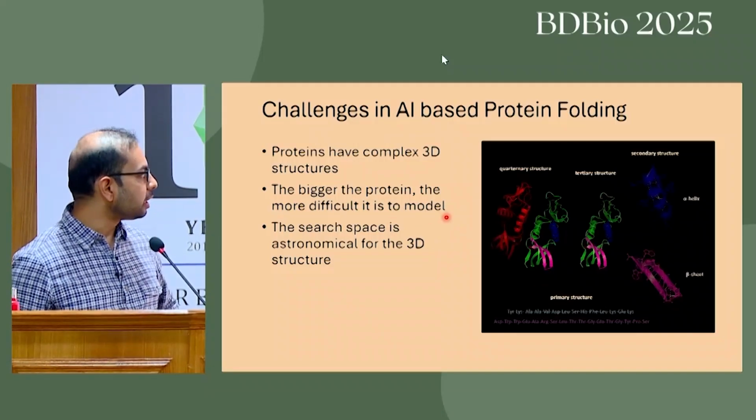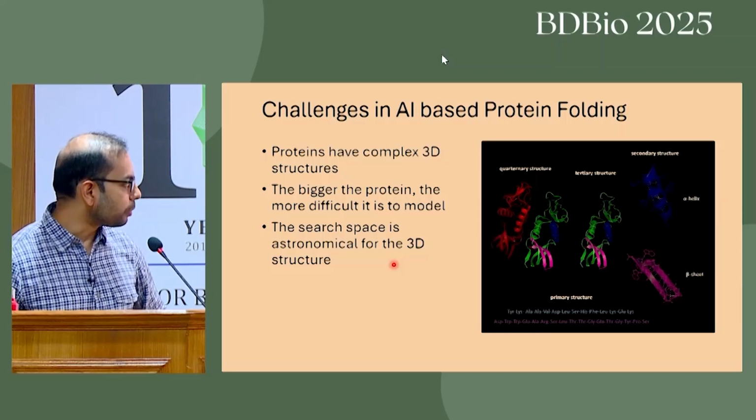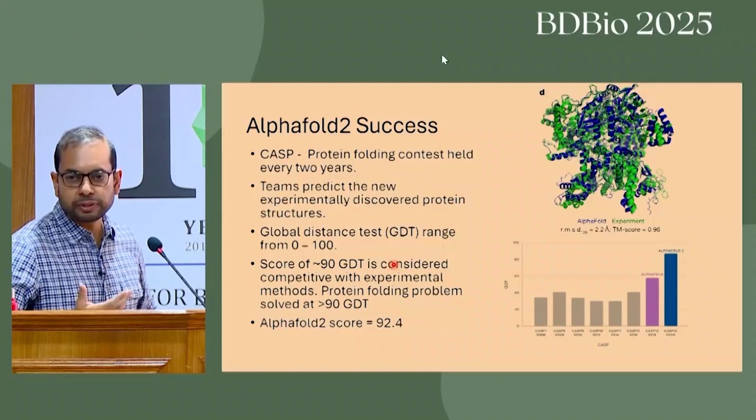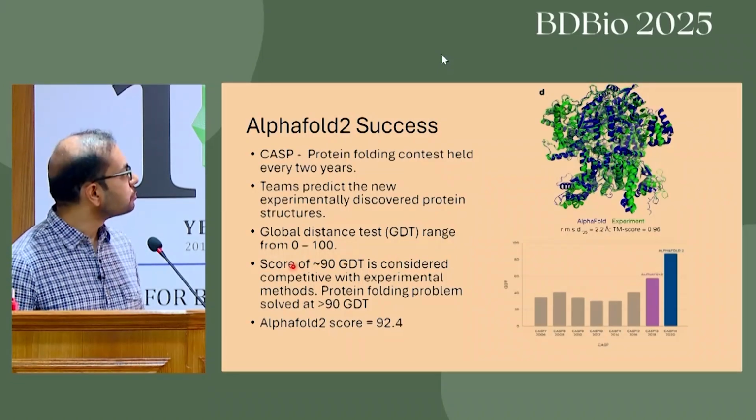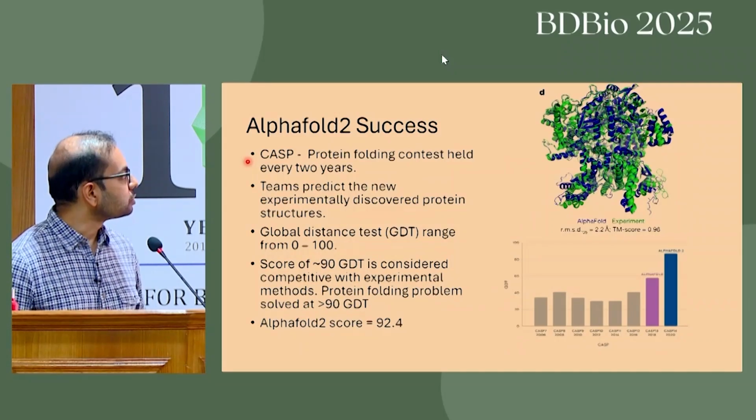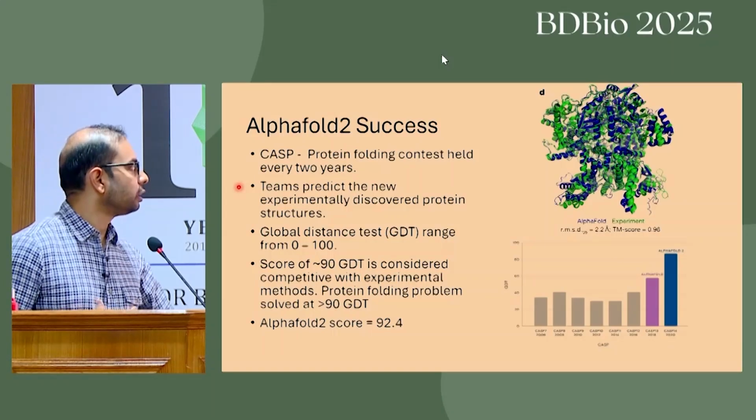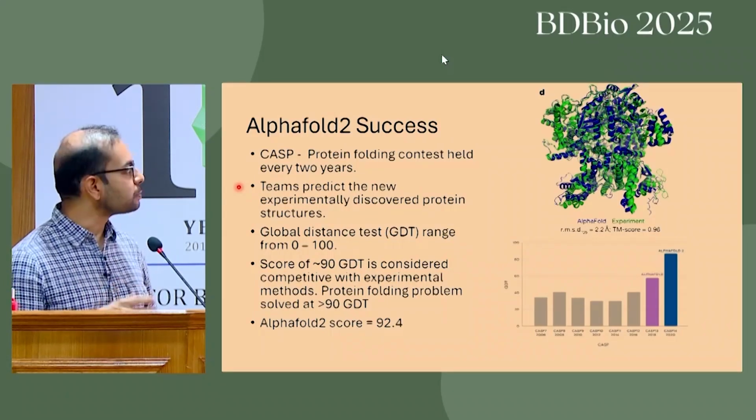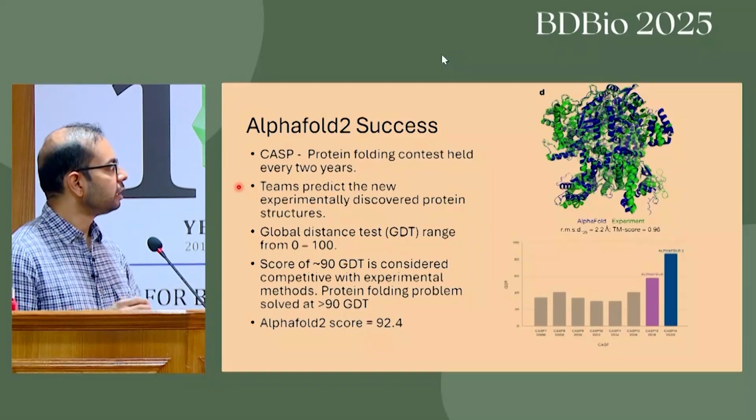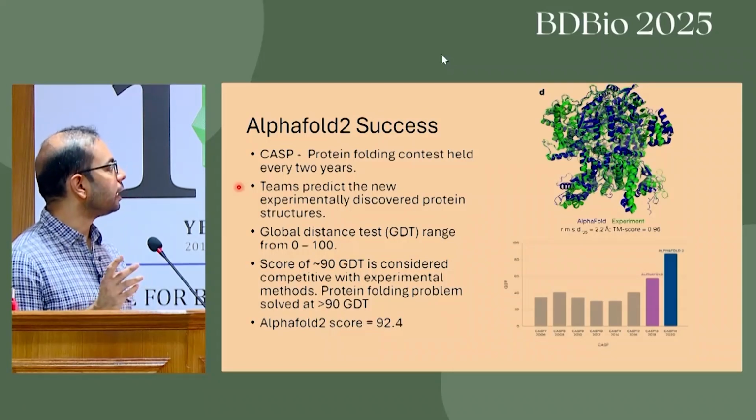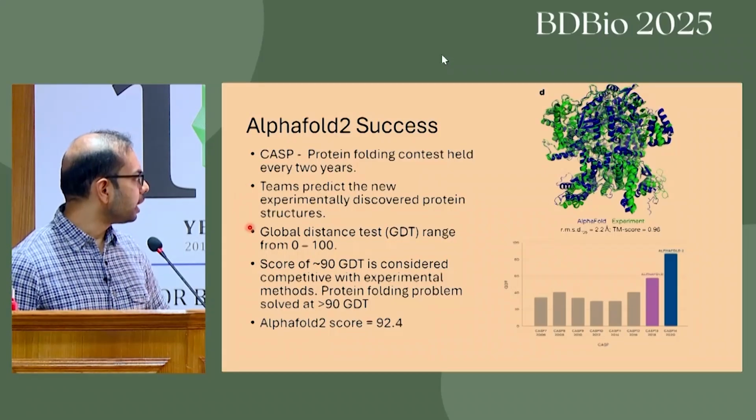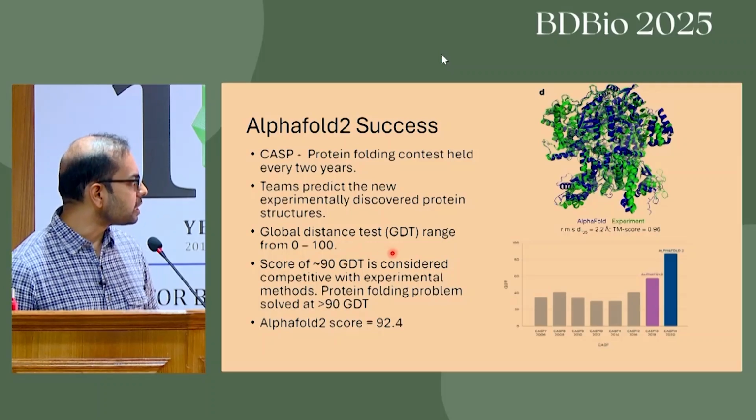The bigger the protein, the more difficult it is to model, and the space is astronomical for the 3D structure. So AlphaFold has been fairly successful, as we all know. There is this competition called CASP, which is a competition for protein folding methods. It is organized every 2 years. Teams predict the structure of newly experimentally discovered proteins. So the proteins which have been discovered over the previous 2 years, those structures are not made public, and teams predict those structures, and then they are verified against the experimentally discovered ones. This is the measure of success.